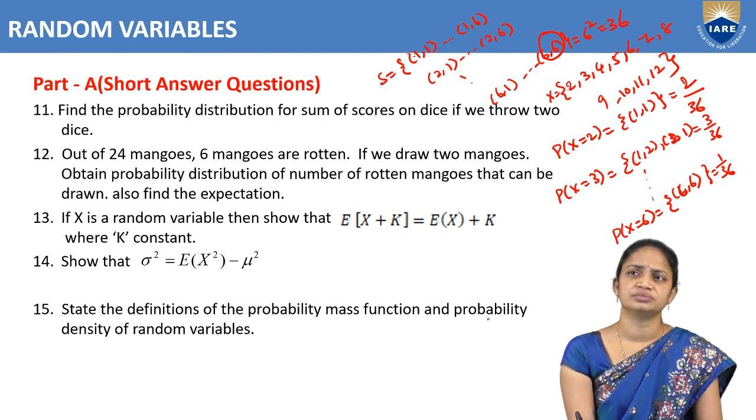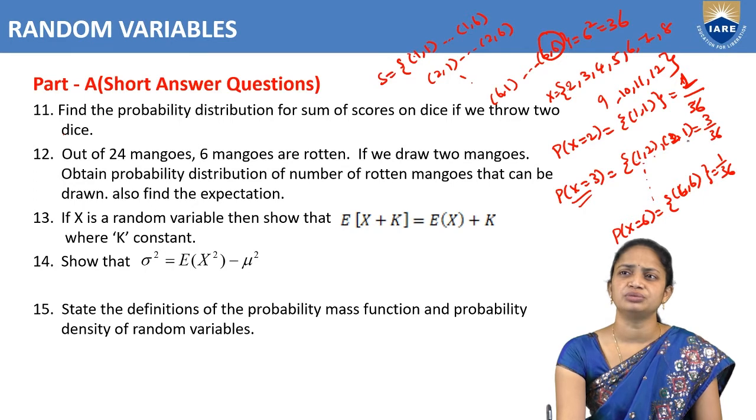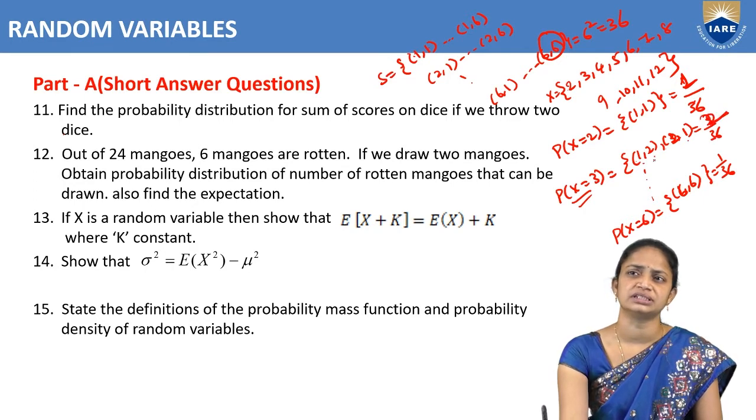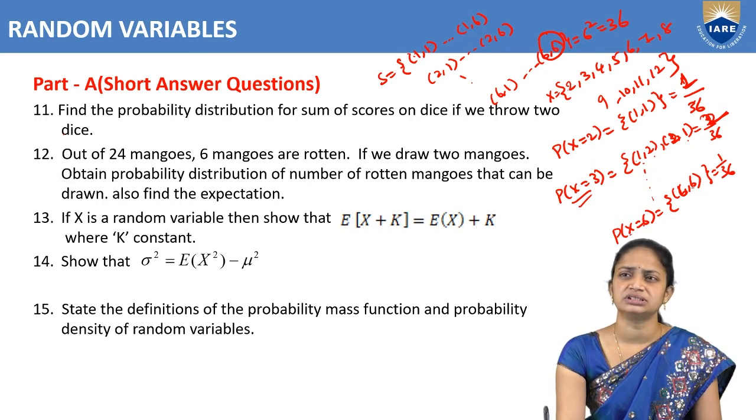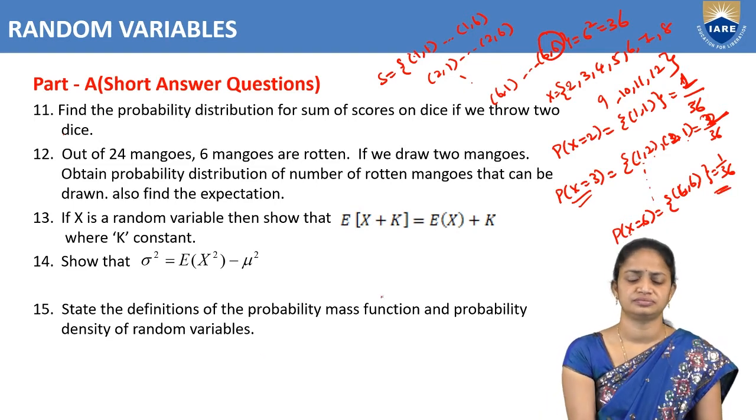So that is the answer. For x equal to 2, it is 1 by 36, because for (1,1) only one possibility is there. For P of x equal to 3, we have (1,2) and (2,1), that is 2 by 36, two possibilities. For x equal to 12, (6,6), only one possibility is there, so that is 1 by 36. Like that we can find the rest.